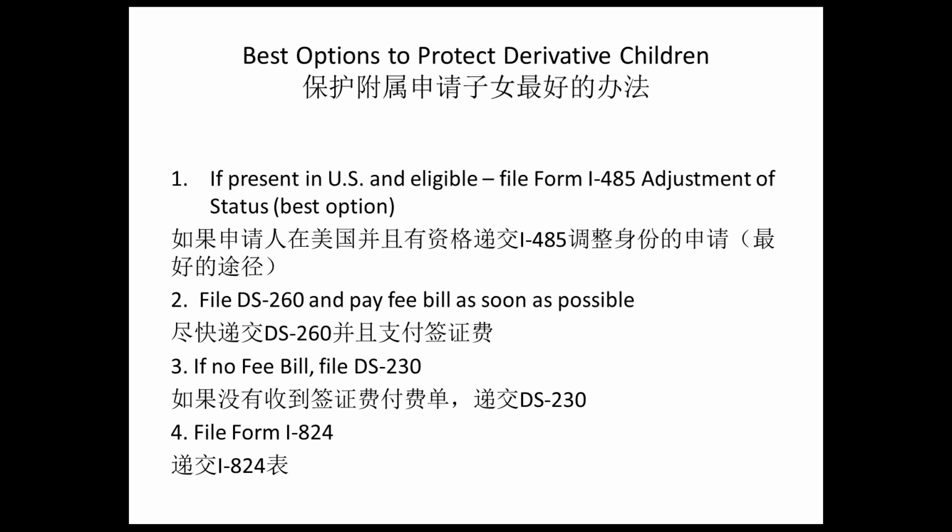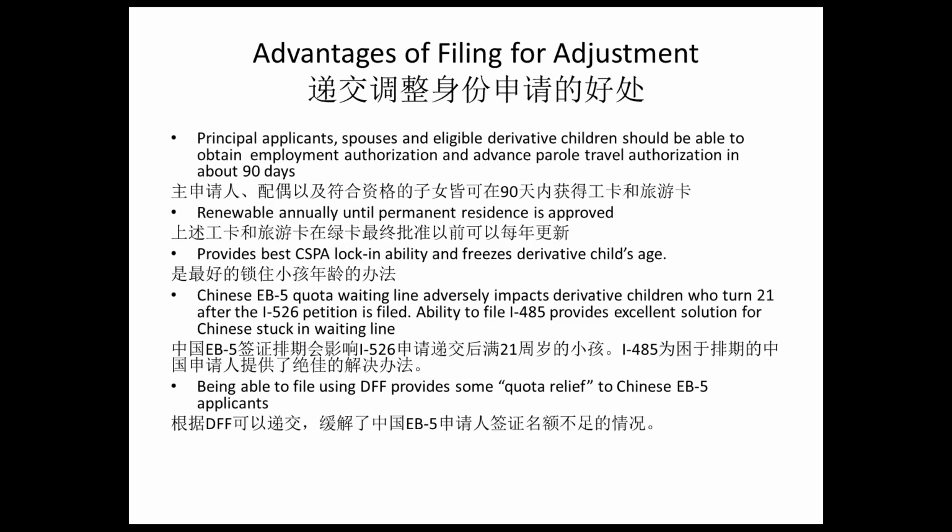You may find this very strange. I think it's strange myself. So this is my view: I think filing for adjustment is a big advantage. Number 1, you get the work permit, number 2, you get the travel permit. I think it's also the best way to freeze the child's age.